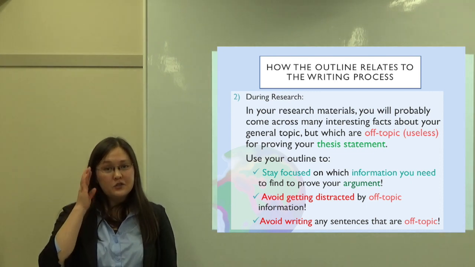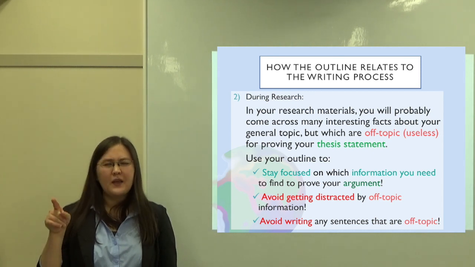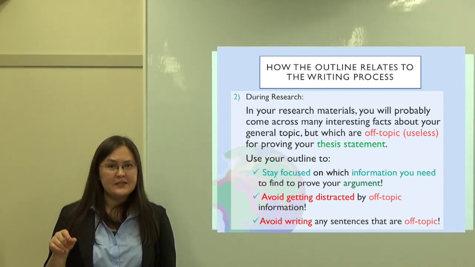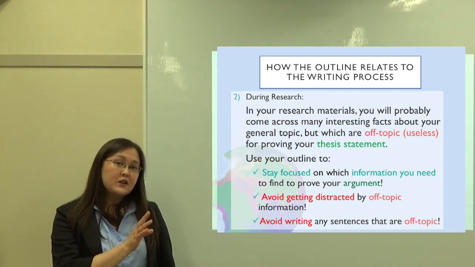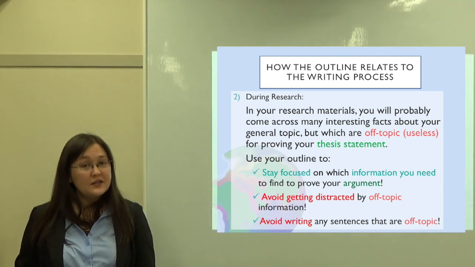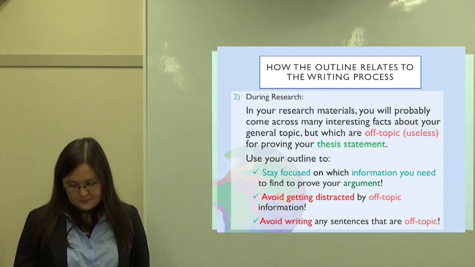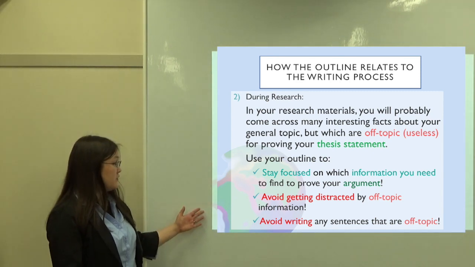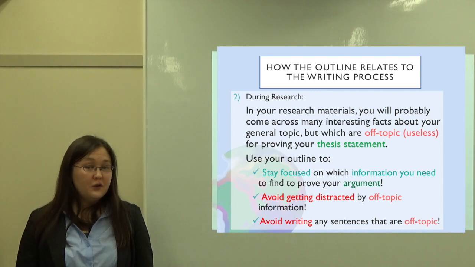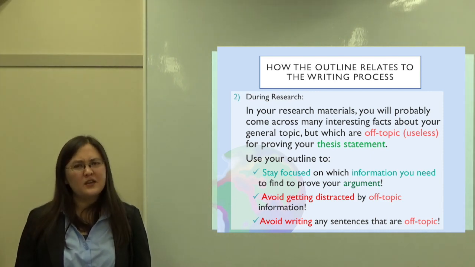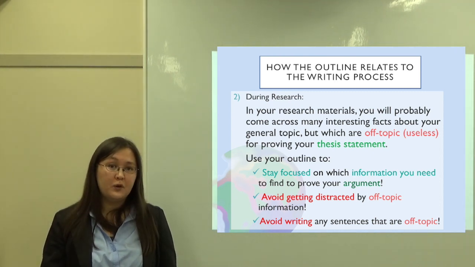So if you continue to remind yourself, look at your outline again. At each step, oh yeah, I need to look for that. Oh yes, I need to look for that. If you know what you need to look for, then you can help yourself to avoid spending too much time reading things that are not useful for your argument. And most of all, you will be able to write only sentences that are useful for your argument and avoid writing lots of words that you have to throw away, that you have to delete and remove from your paper.